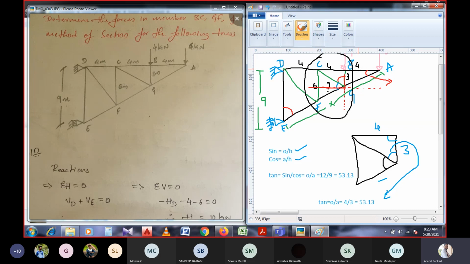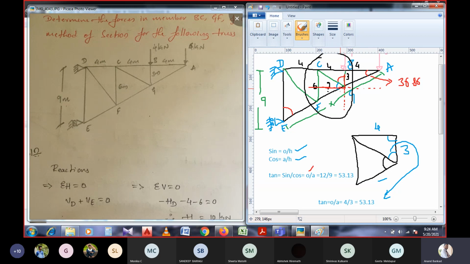That is, adjacent is 4 meter, right? And that means 3 by 4. So tan inverse of 3 by 4 will be 36.86. Here 36.86 is the angle of inclination. How is it done? See, the same tan theta is considered, but here the opposite side is 3 meter, and the angle is adjacent to this 4 meter. So 4 meter is A and the opposite side is 3 meter. If you take tan inverse of 3 by 4, then it will be 36.86.